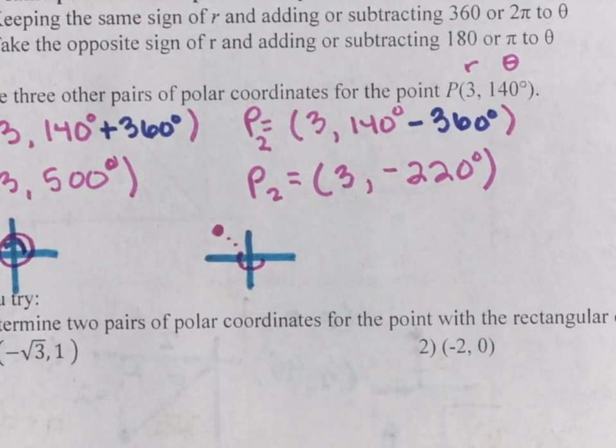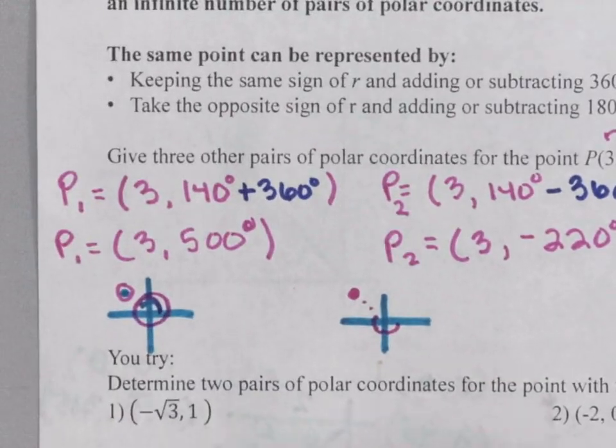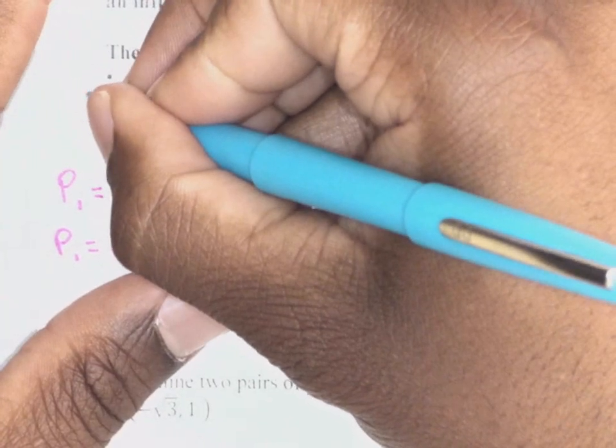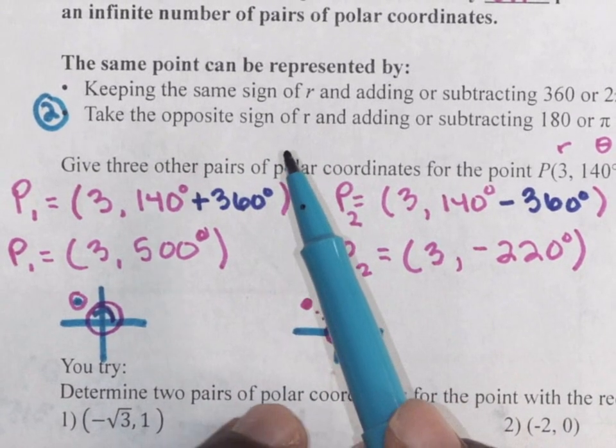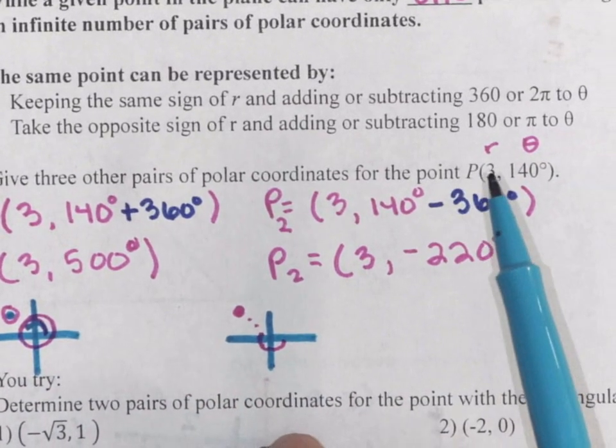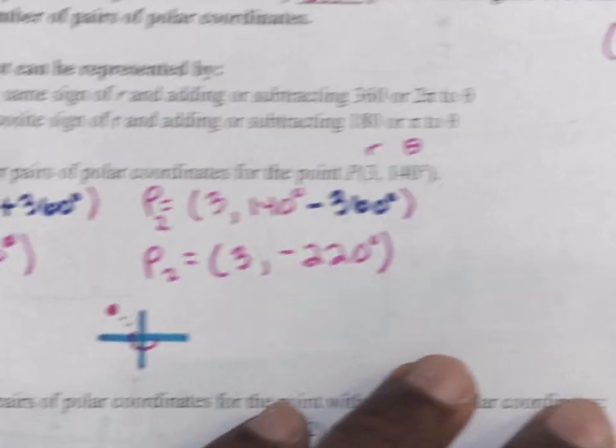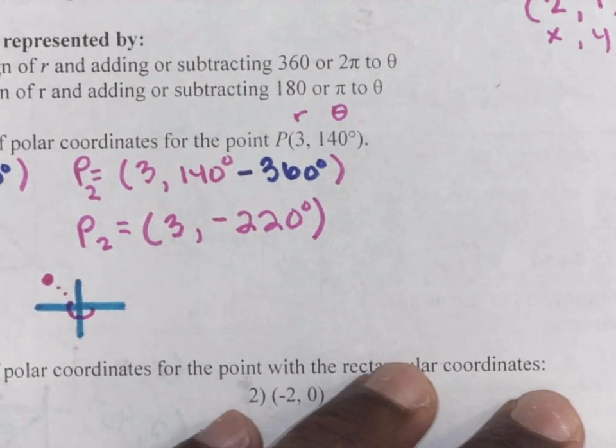So that's one way we can do it. The second way we can find another point is we can take the opposite sign of r, and then we add or subtract 180. All right, so let's do that.